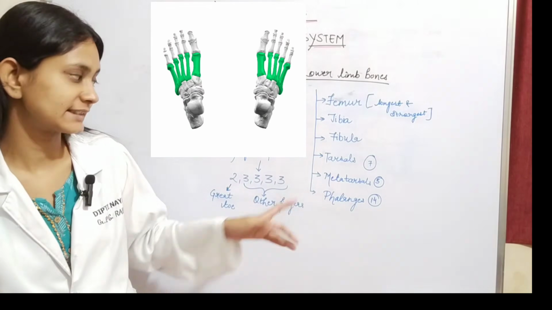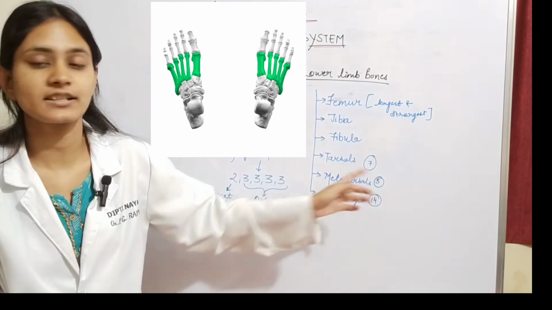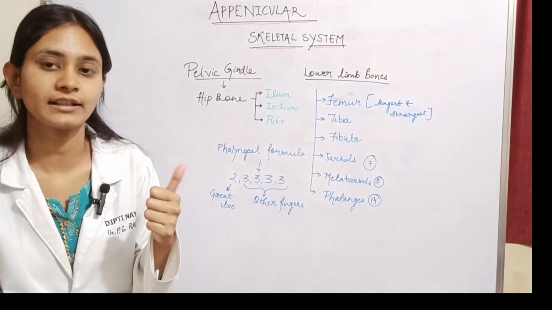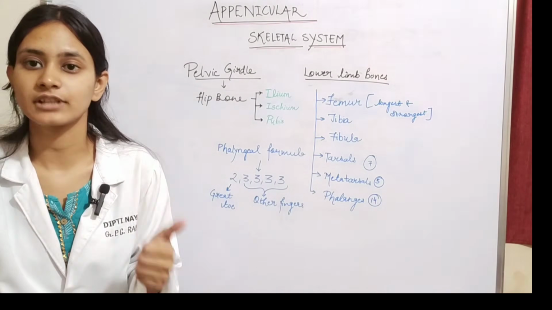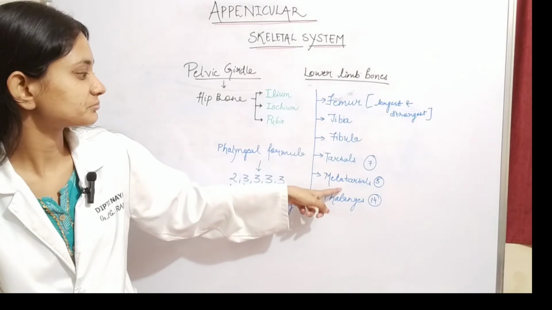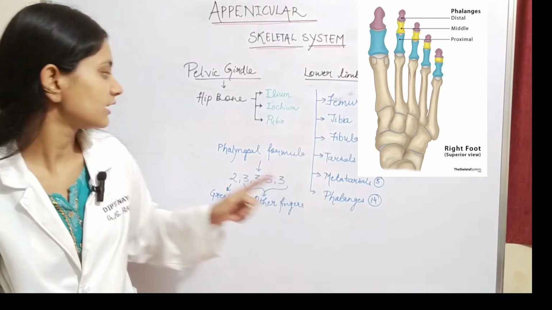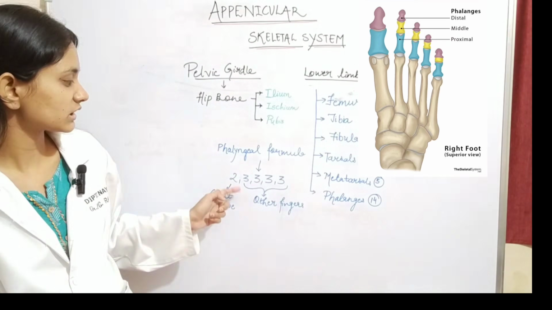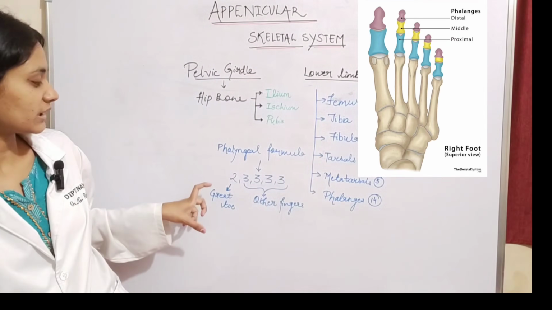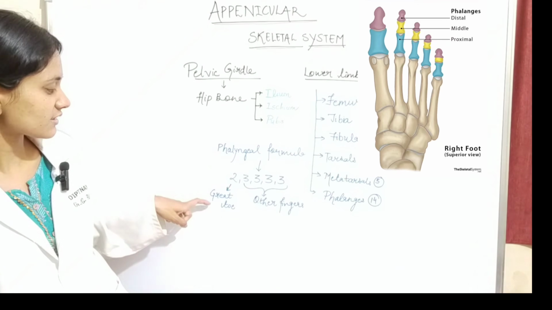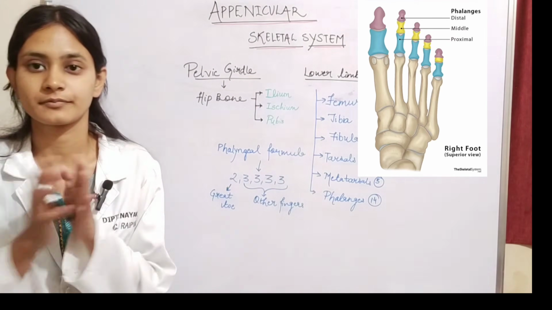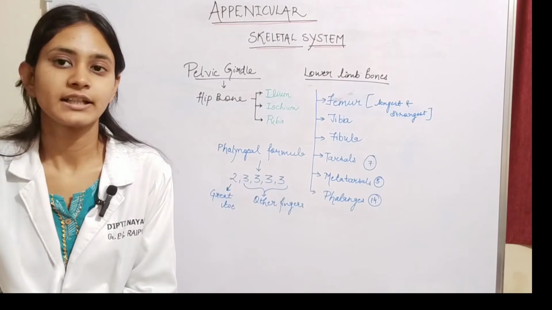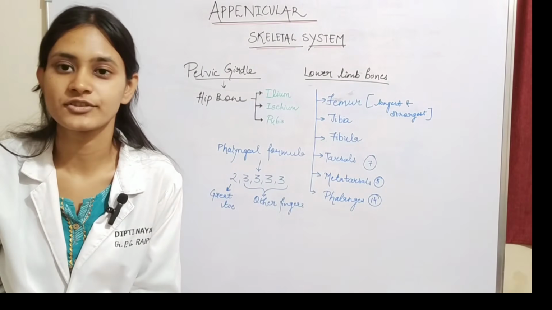Tarsus has 7 bones in it. We do not usually study it in detail. Metatarsals, as in our fingers, are 5 in number. The only difference is we had carpals in our hand, which are 8 in number, and in the leg we have tarsals, which are 7 in number. Metatarsals 5, phalanges 40. As in the upper limb we had a phalangeal formula 2, 3, 3, 3, 3, here the only difference is that 2 is not for the thumb, it is for grade 2. It is calculated in the same way as we studied in the upper limb part. Here we complete our appendicular skeletal system of general anatomy.